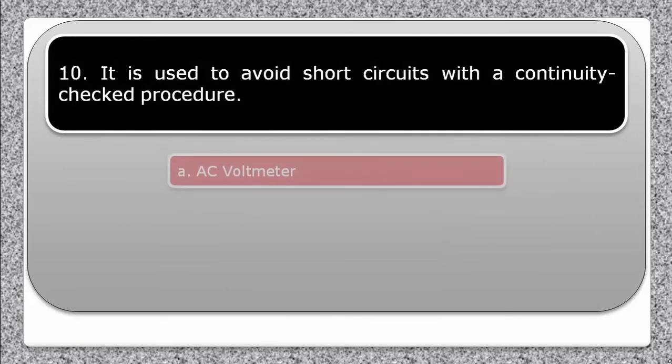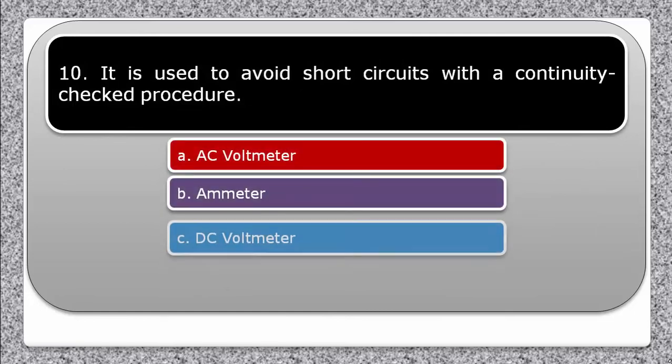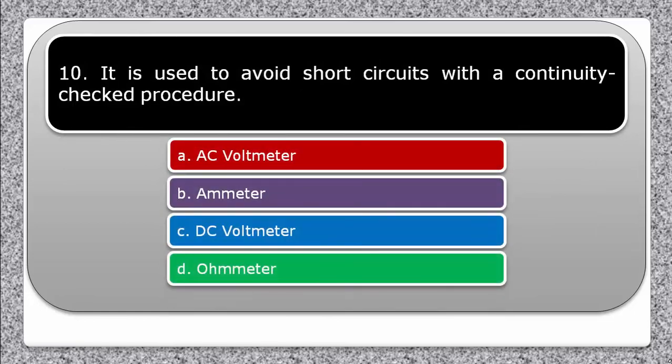Number 10. It is used to avoid short circuits with a continuity check procedure. Letter A, AC voltmeter. Letter B, ammeter. Letter C, DC voltmeter. Letter D, ohmmeter.